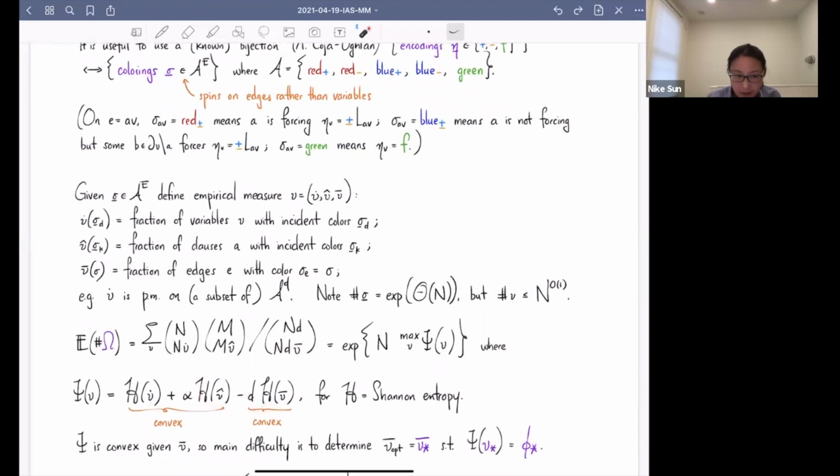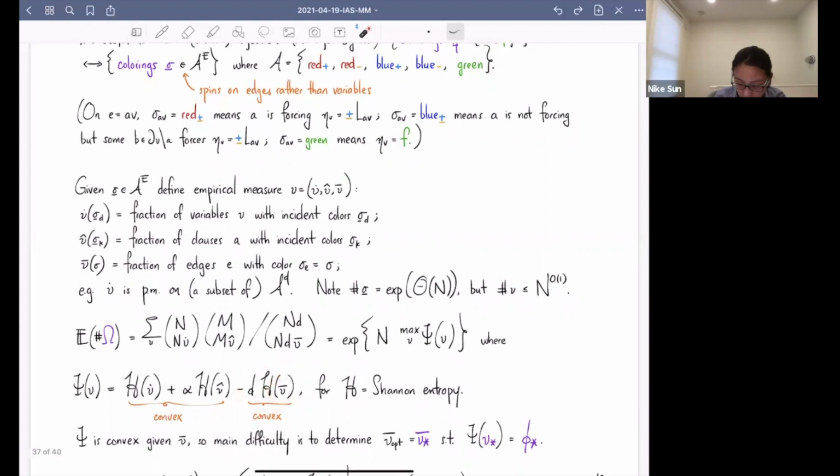Unfortunately, it's not a convex function. So this part is convex and this part is convex, so it's a convex function minus another convex function. So that doesn't help us very much. So it is true that it's convex if you fix this term. So the main difficulty is to determine what is the best way to assign the edge marginal. So you want to determine what is the best empirical distribution on the edges, and you want to show that this will correspond to the replica symmetric value.